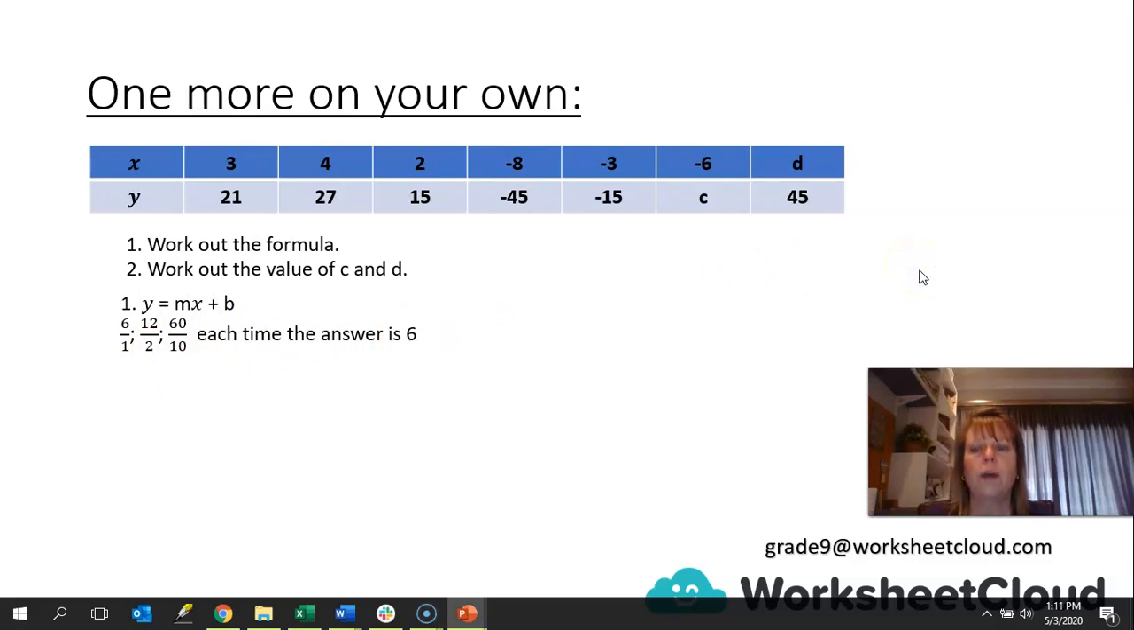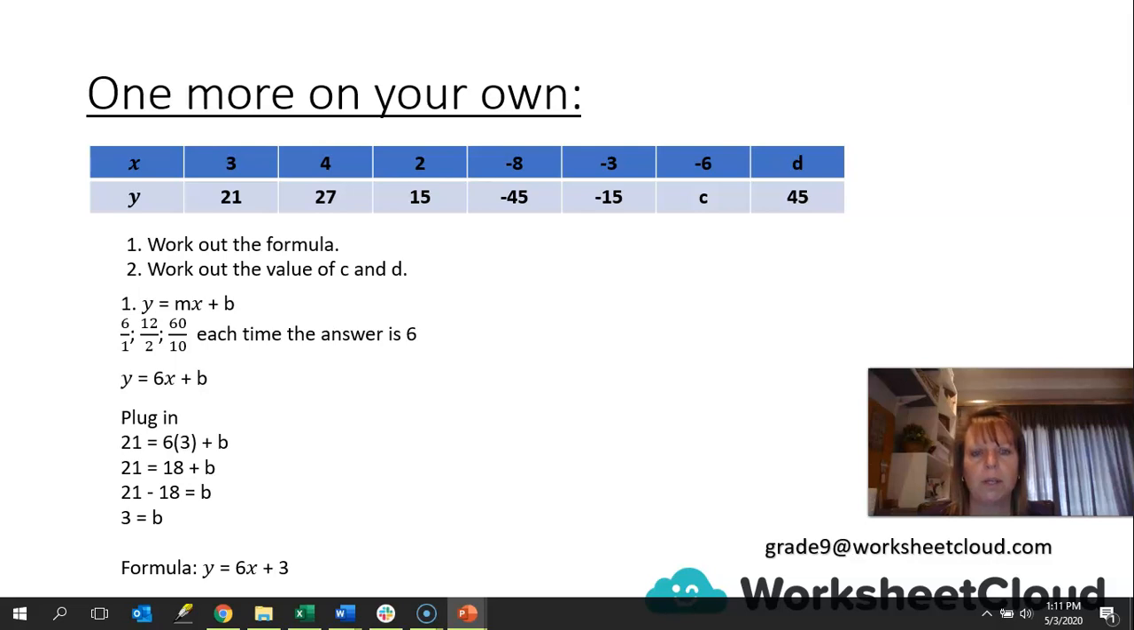So it will be y is equal to 6x plus b, like that. Okay, now we're going to plug in. You can plug in whichever one you like, it doesn't really matter. It's going to work out the same. But again, we've used our first ordered pair to plug in. So y is 21, x is 3. So it will be 21 is equal to 6 times 3 plus b. 21 is equal to 18 plus b. 21 minus 18 is equal to b. And so b is equal to 3. So therefore, our formula is y is equal to 6x plus 3.